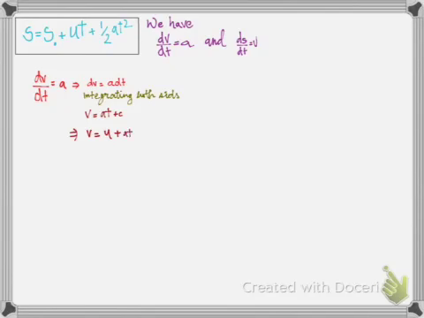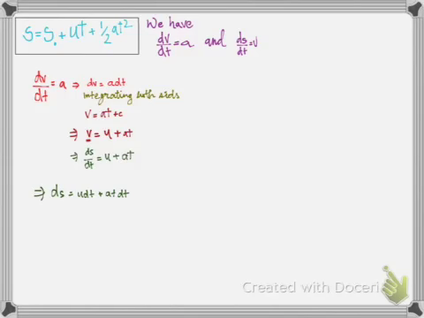Now this v can be written as ds by dt using the second given equation. So I will now write it as ds by dt. So this implies ds by dt is equal to u plus at. Now we again cross multiply dt and we'll get ds is equal to u dt plus at dt.